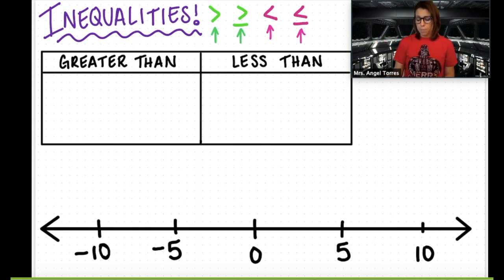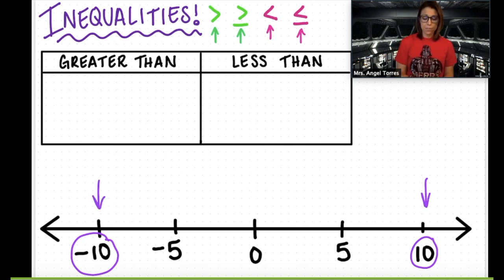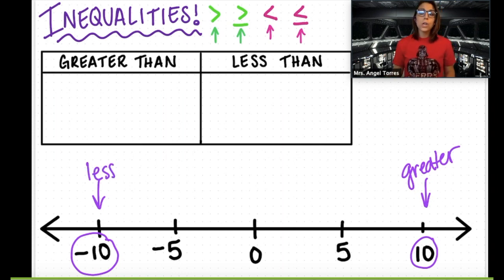Let me give you an example here. 10 and negative 10 are the exact same size. So I couldn't say that 10 is larger than negative 10, just as I couldn't say that negative 10 is smaller. However, I could say that 10 is greater and negative 10 is less. Those are appropriate ways to describe the relationship among these two, but when it comes to size, they're the same amount. This would be like having $10. This would be like owing $10. It's the same amount of money.